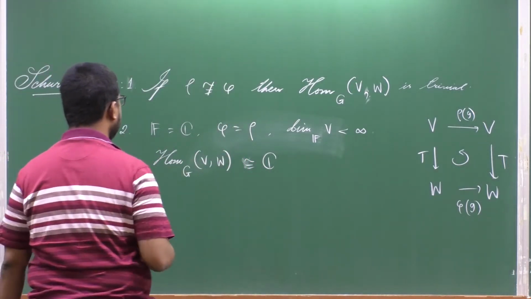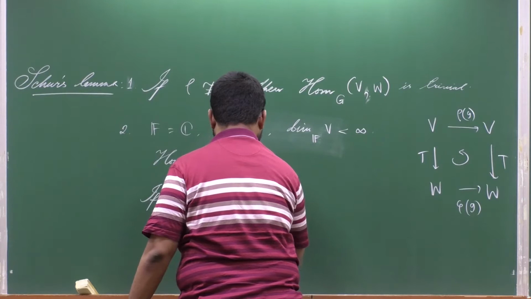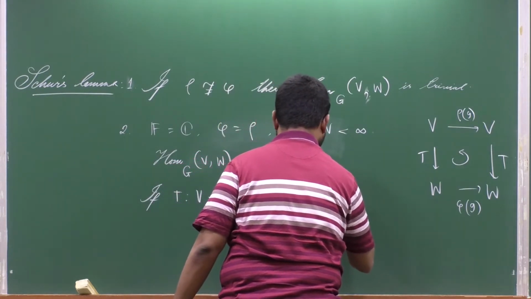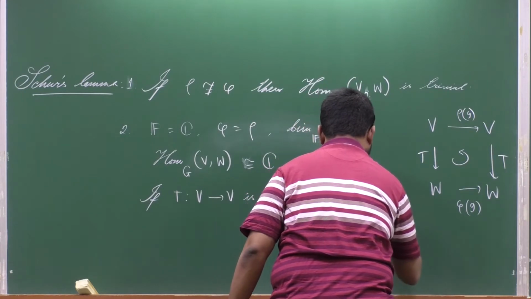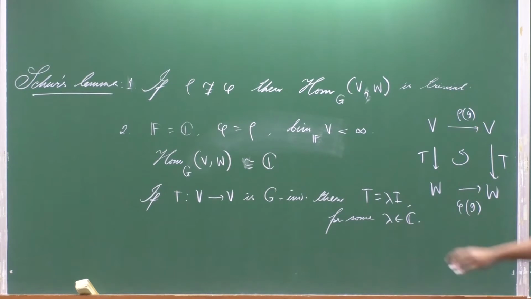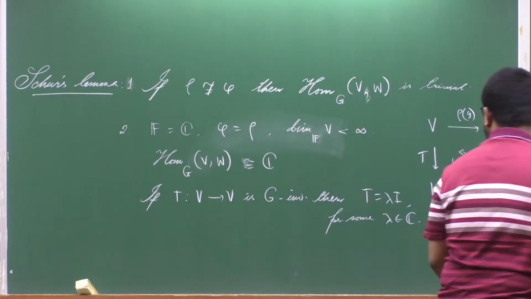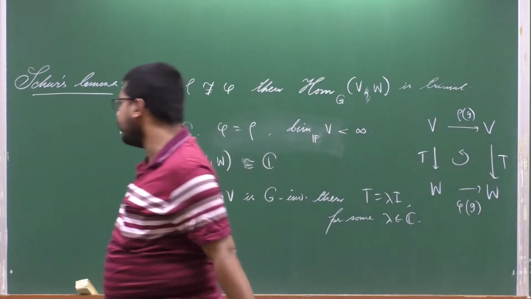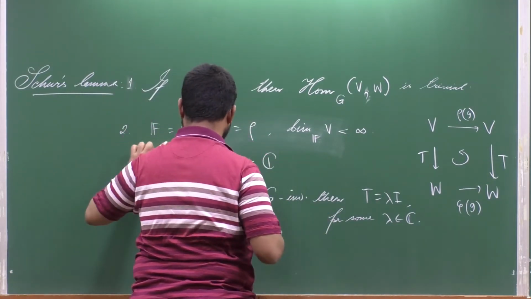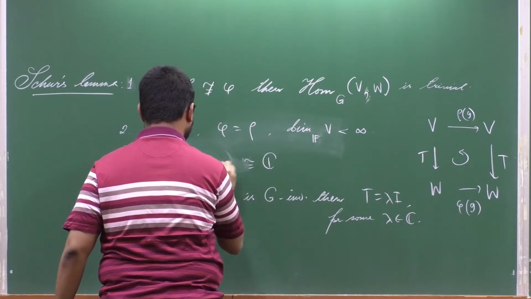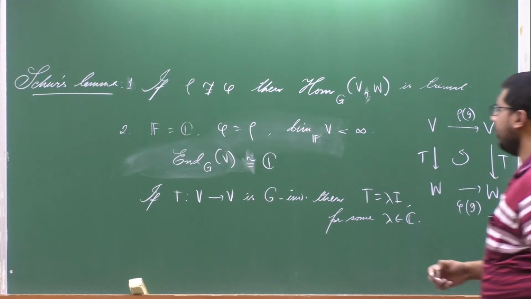To be somewhat more concrete, if T from V to V is G invariant, then T must be of this form for some lambda in C. Here, for neither of these two statements do we need finiteness of G. For the second part, we just need the field to be an algebraically closed field, namely this C. When V equals W, we usually write it as End V, endomorphisms. So this is what Schur's lemma says.